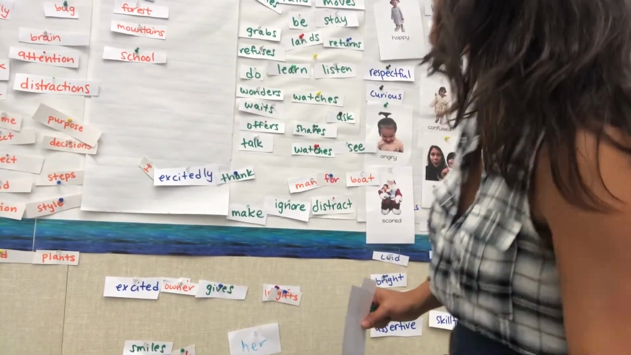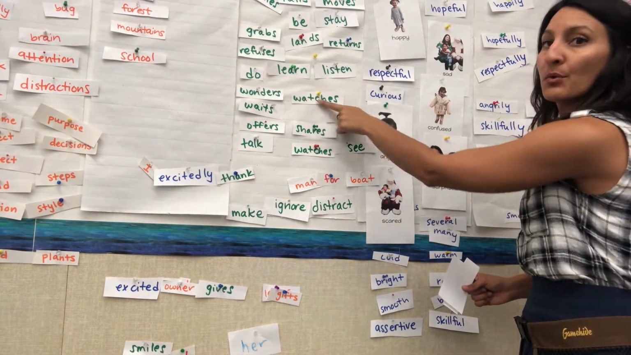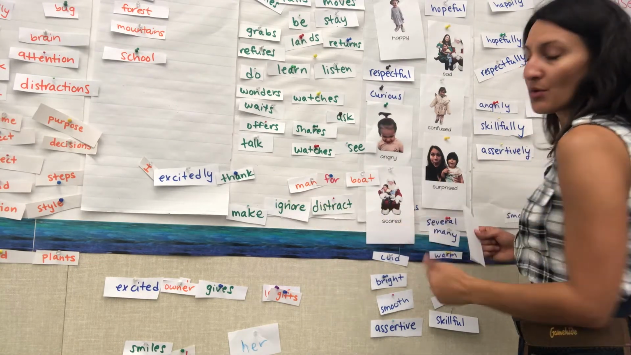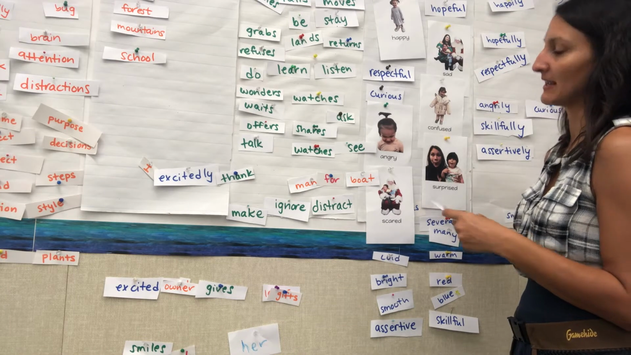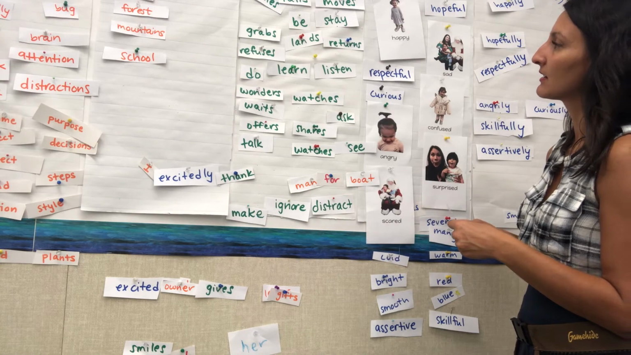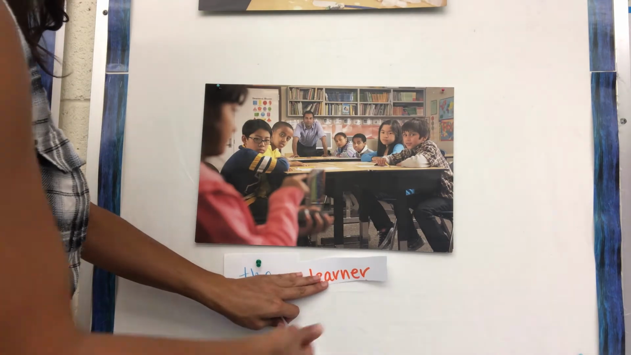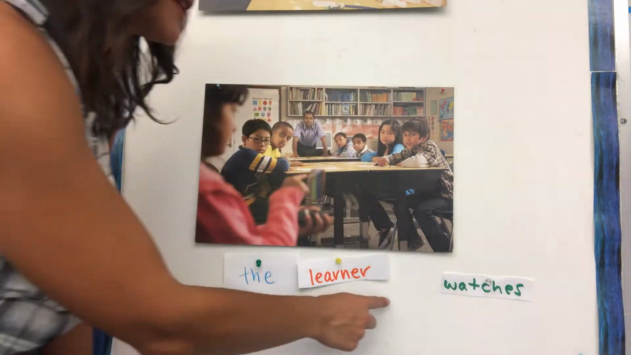The learner, what action can we choose? What is the learner doing? The learner watches or ignores, or what does it seem like that learner is doing? The learner watches. Now let's pick a describing word.